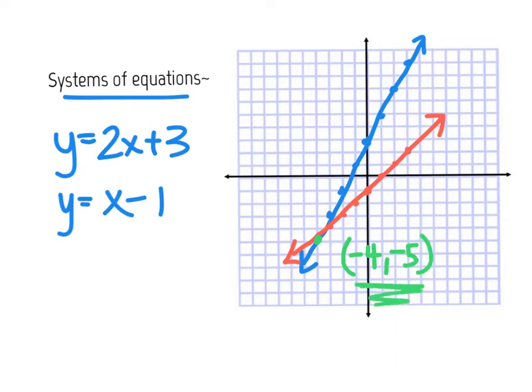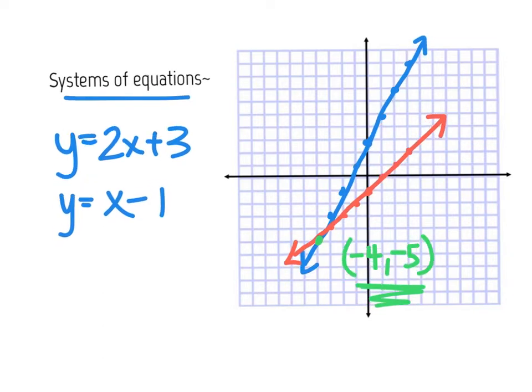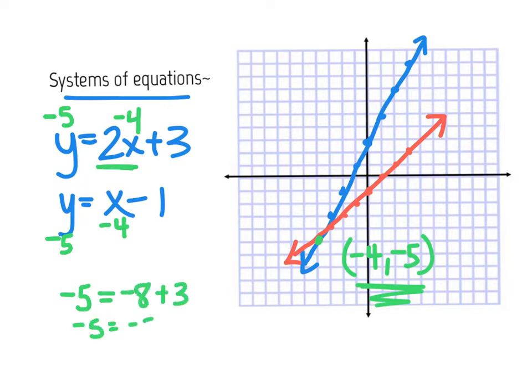Now that coordinate right there is the solution to this system of equations. That's where those two lines crossed. You could check to see if that was true by plugging it in. You could plug in -4 for the x and -5 for the y. Let's just do the top one. I get -5 equals -8 plus 3, and I get -5 equals -5. So that one worked. Same thing for the second one: -4 minus 1, I get -5 equals -5. So they both work. So this is a system of equations. We did that earlier in the year.